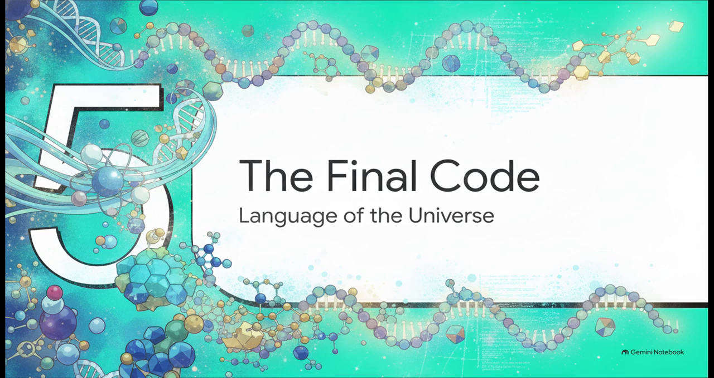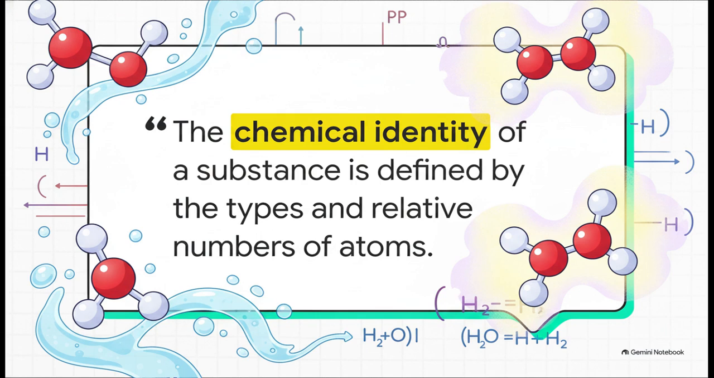Finally, Section 5, the final chemical code, the language of the universe. So what does this all mean? Why does all this math and mole converting actually matter? Because fundamentally, the chemical identity of a substance is defined strictly by the types and relative numbers of atoms composing its fundamental entities. If you change a subscript, you don't just change a number on a page. You literally change the fundamental properties of the universe.